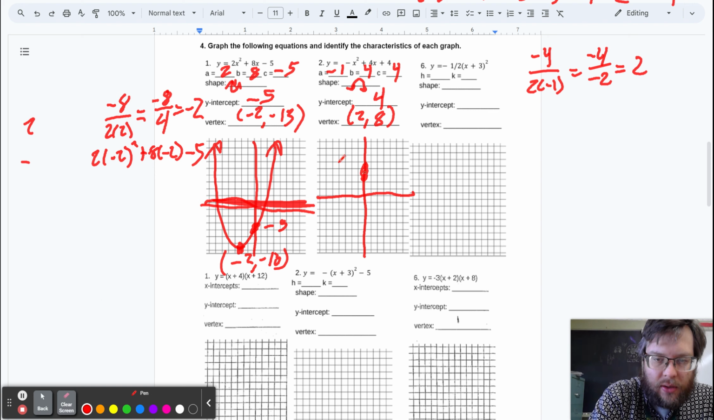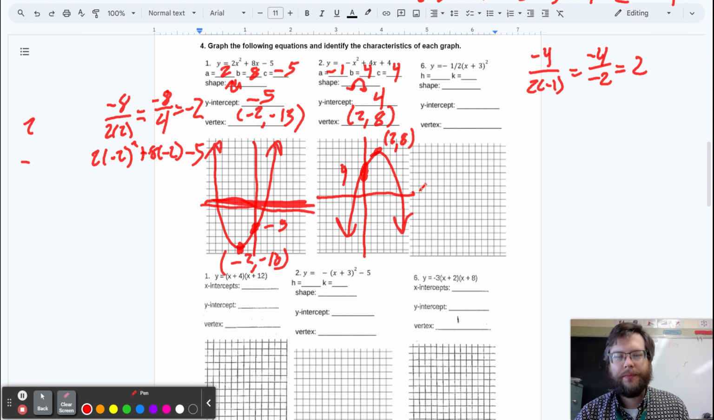Y-intercept of 4. Vertex of 2, 8. Downward facing parabola from there. Great. All right. The next one is actually in a different format.